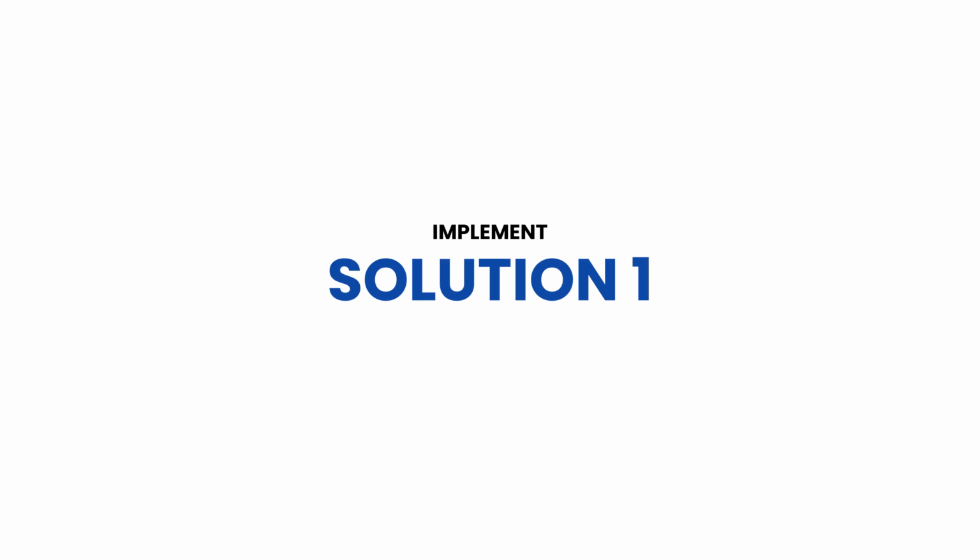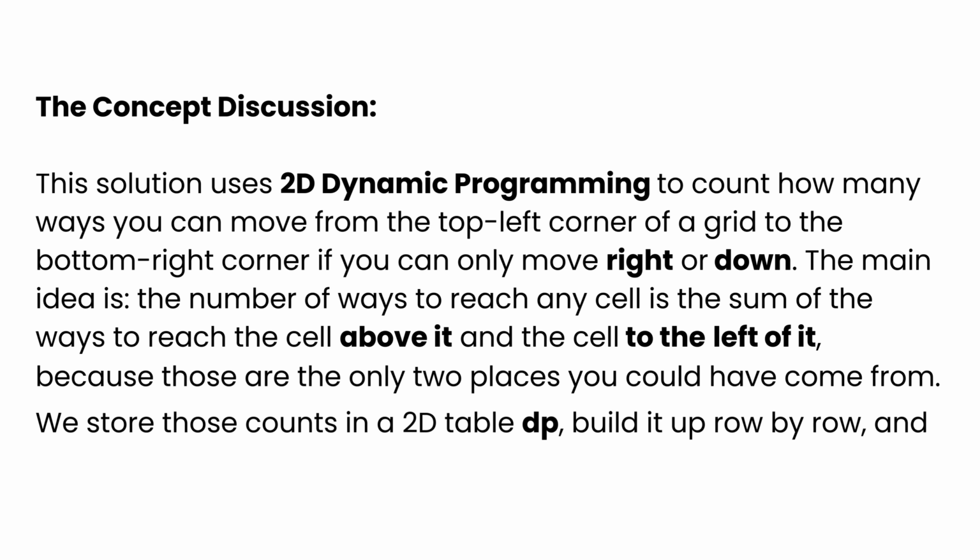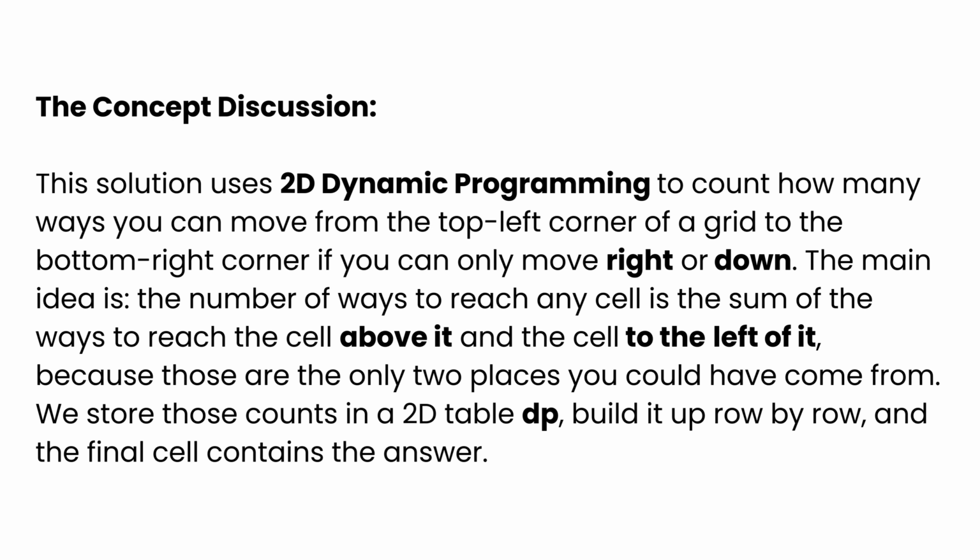Let's try to implement it using solution 1. Time complexity is O(MN). Space complexity is O(MN). This solution uses two-dimensional dynamic programming to count how many ways you can move from the top left corner of a grid to the bottom right corner if you can only move right or down.